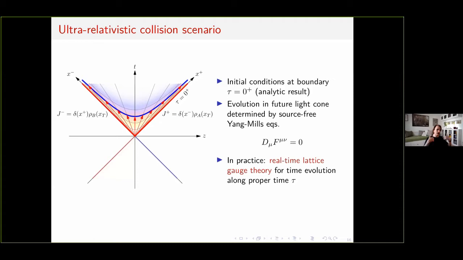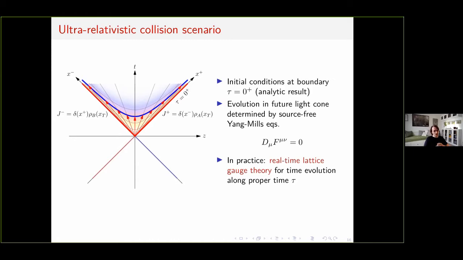And then, of course, the evolution in the forward light cone is still complicated, but it's now source free, right? So there are no currents on the right hand side here if you have these delta-like currents with no recoil, right? So that means we only have to solve 2+1 dimensional source free Yang-Mills equations, which can be done. You do it numerically typically, but it's doable. And we do this using real time.